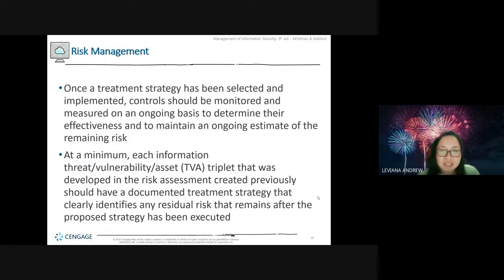Once a treatment strategy has been selected and implemented, controls should be monitored and measured on an ongoing basis to determine their effectiveness and to maintain an ongoing estimate of the remaining risk. Each information TVA, threat vulnerability asset, that was developed in the risk assessment created previously should have a documented treatment strategy that clearly identifies any residual risk that remains after the proposed strategy has been executed.